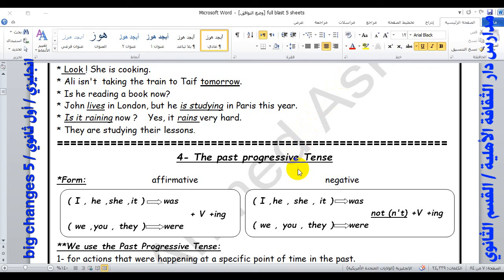Today we are going to complete studying the grammatical points of Unit 1 under the title Big Changes. Today we are going to study the past progressive tense. The past progressive tense بمعنى زمن الماضي المستمر. زمن الماضي المستمر. The past progressive tense.